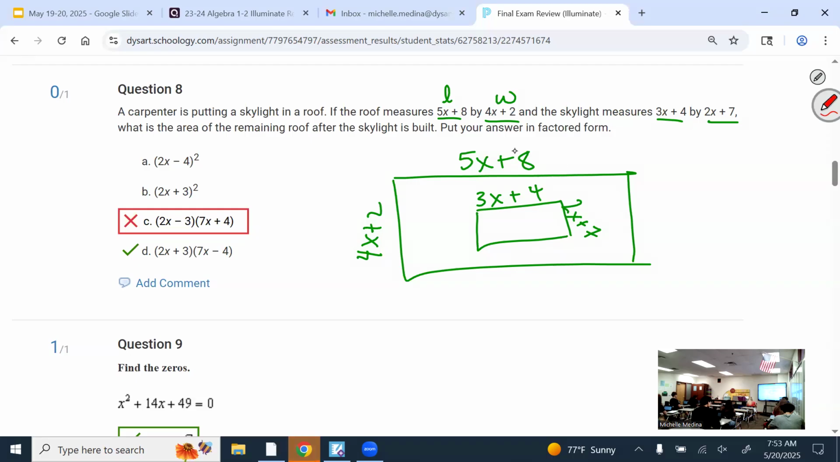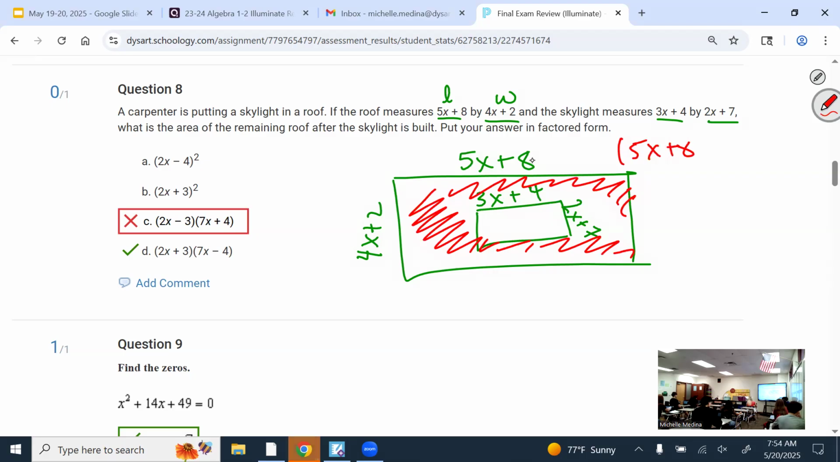So what I really need to find is the area of the big one, the area of the small one, and subtract it to get what remains. So I'm finding this piece that I'm putting in red. What I'd have to do first is multiply my first expression by the second one for the big rectangle. You could FOIL, you could area model, whatever you want to call it. What's 5x times 4x?